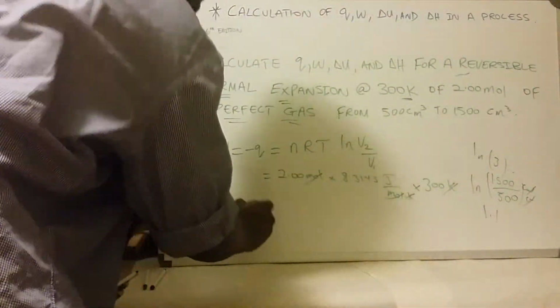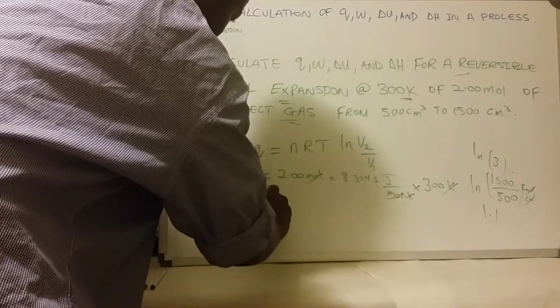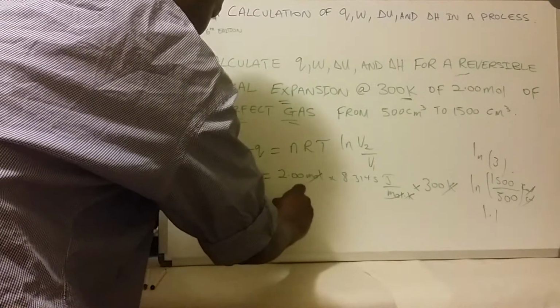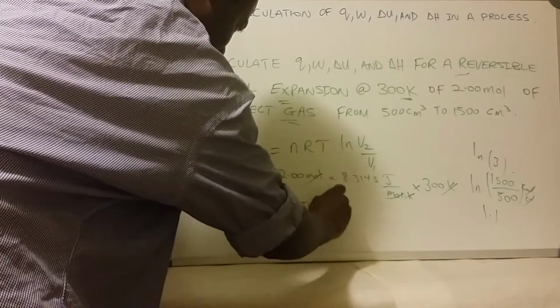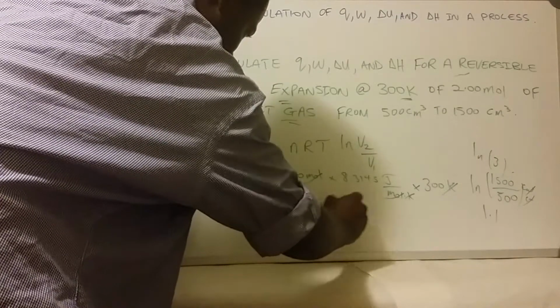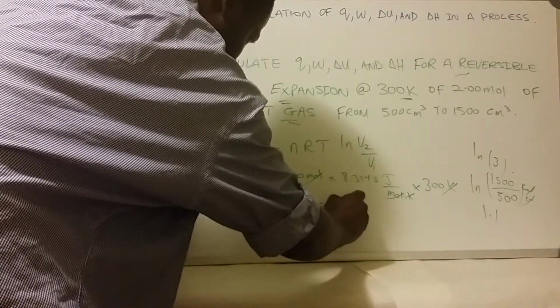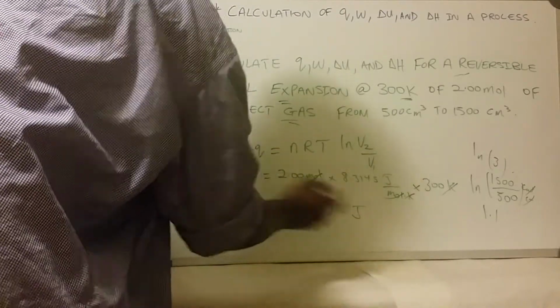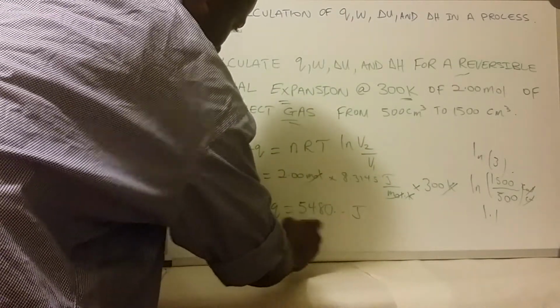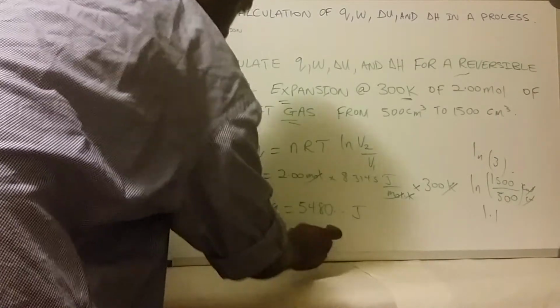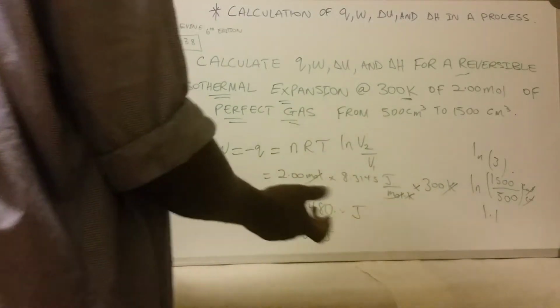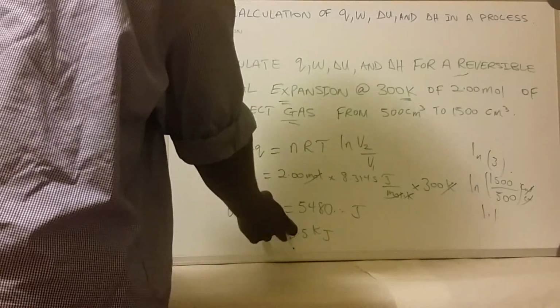So when we plug it in, we should get W is equal to minus Q is equal to about 5,480 point something joules. And our Q is equal to negative 5.5 kilojoules. Alright, we divide it by 1,000. So, like I said, to make sure that we get it correctly, if we plug in Q plus W, we should get delta U is equal to 0.